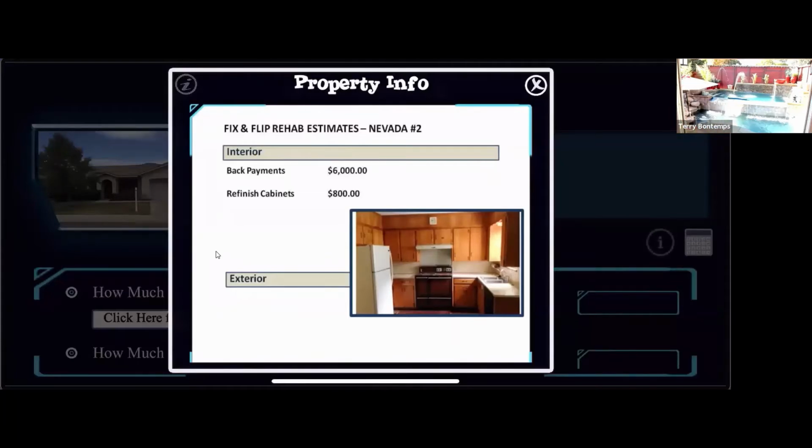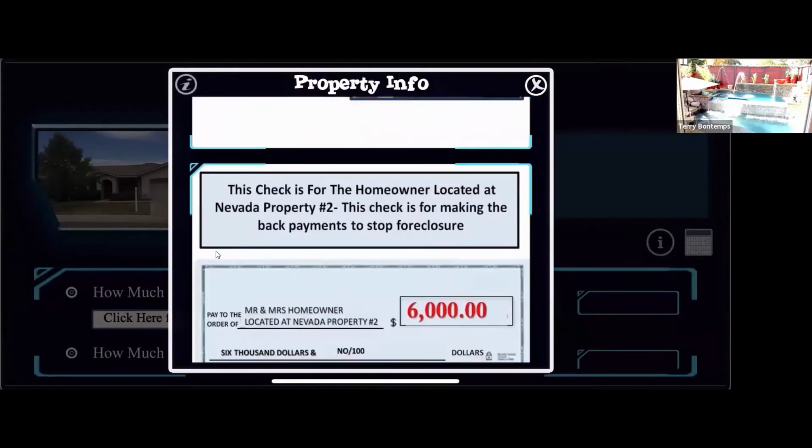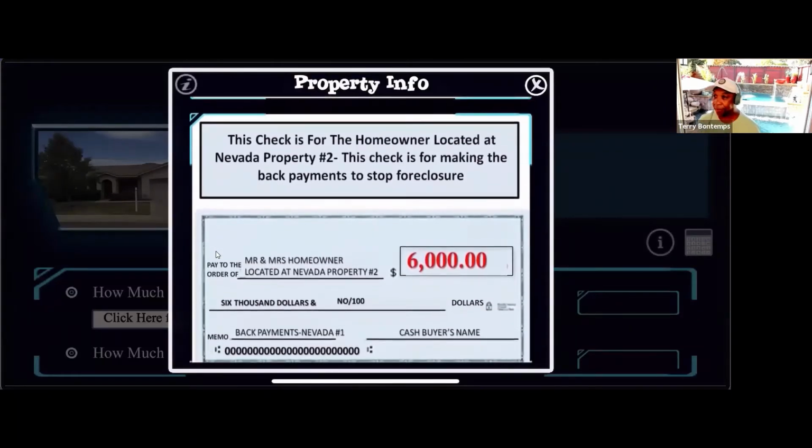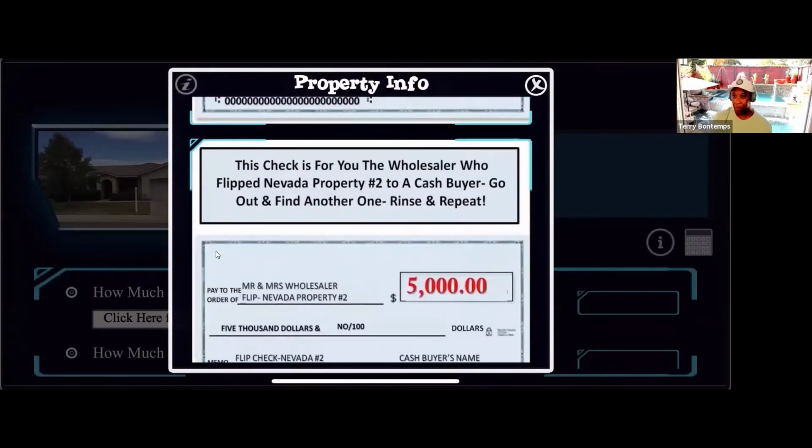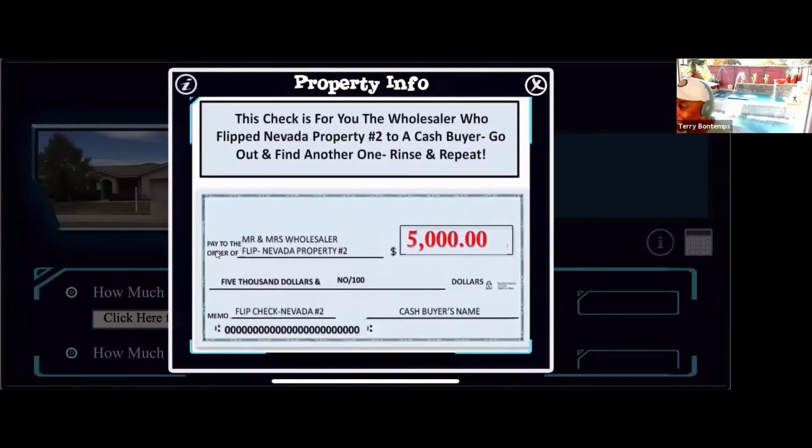All right, take your first finger, hold it down, move it up again. Boom. There's the check that needs to go to make the back payments to stop the foreclosure. We're not gonna get into how it was made or any of that. That's a whole other day, a whole other training. Take your first finger, go up one more time. What do you see? Boom, bam. Whose check is that? Say, Terry, that's my check. Come on, you guys. I hear you. Say, Terry, that's my check. That's my check if I flip that house, Terry.